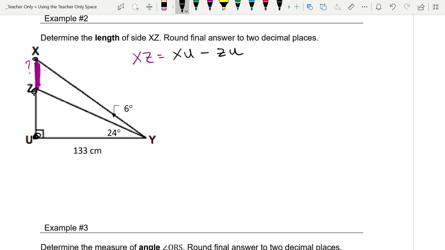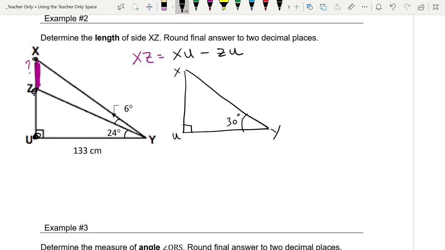It might even be helpful if I redrew the two triangles so that they're not one on top of the other. So this will be the big triangle, from x to u to y. How big is this angle at y? You might be going, well, isn't it 24? No, 24 only gets me from there to there, and then it's 6 more from there to there, so this is 30 degrees.